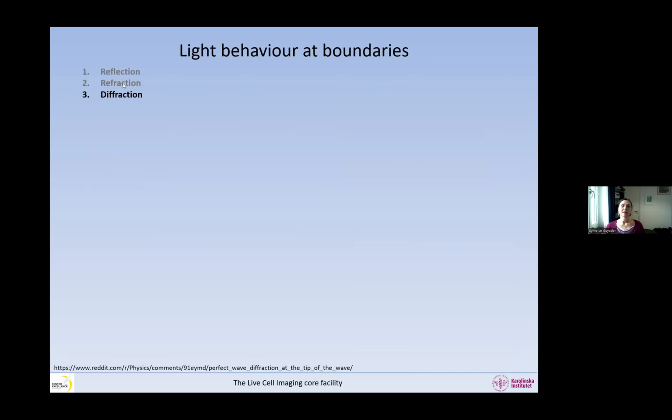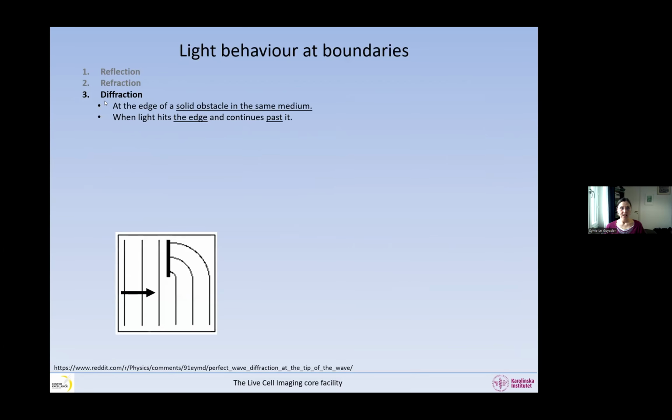So the next behavior of light at boundaries is diffraction. This is when light travels through one medium, but reaches a solid obstacle. So there's only one medium here. Here is one medium, and it's the same medium here. But here we have an obstacle, and this obstacle is not possible to go through. So the light will travel next to the obstacle, but just next to the edge, it will actually continue past it, but it will be transformed here, and the wavefront is bent around the edge.